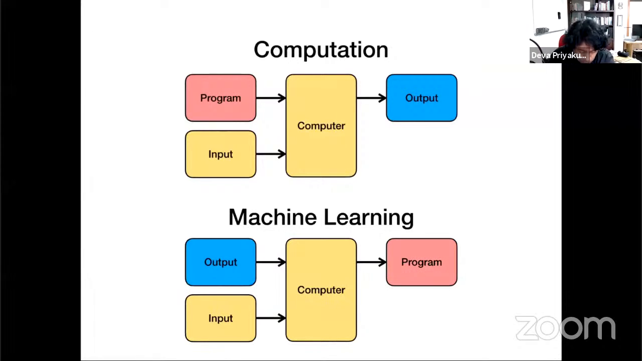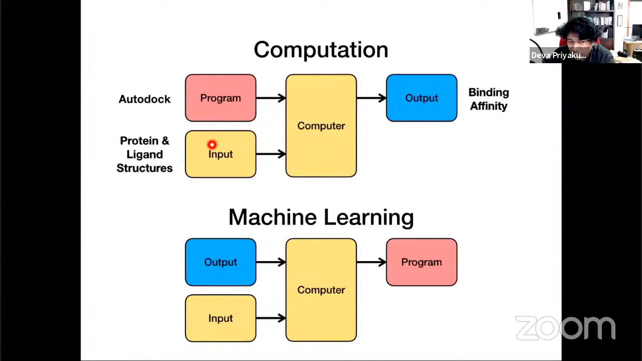So for example, I take a program called AutoDock. That's my program. And then I take protein structures and ligand structures as my input. What does the computer do? It takes these two structures and uses this program to dock the ligand to the protein, and then gives you a binding affinity, or a docking score. So that's how we normally do it.